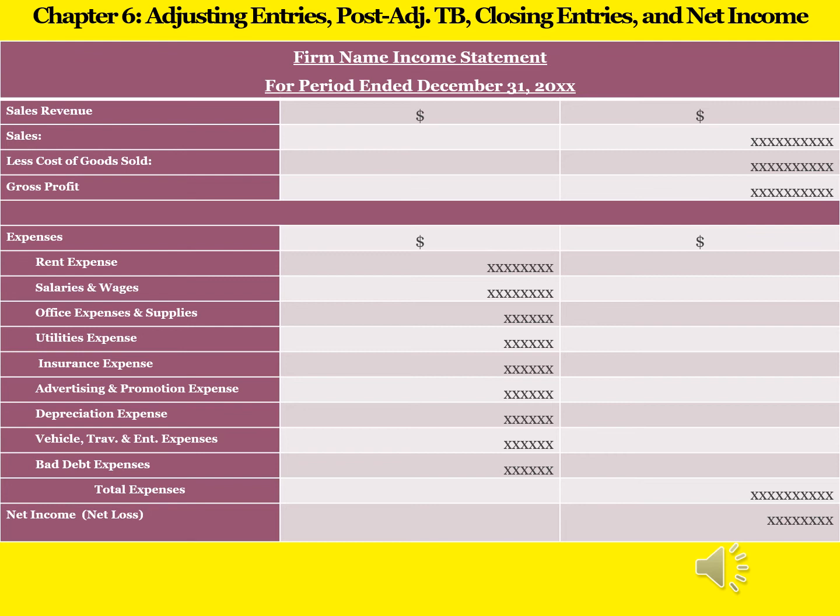A net income or loss is shown at the bottom of the firm's income statement for the period. It is the net difference between the total revenue amounts and the total expenses for the period, and the net income or loss is added to the retained earnings account shown on the balance sheet. Remember that the balance sheet and the income statement are two of the end of the year financial reports required for each firm.